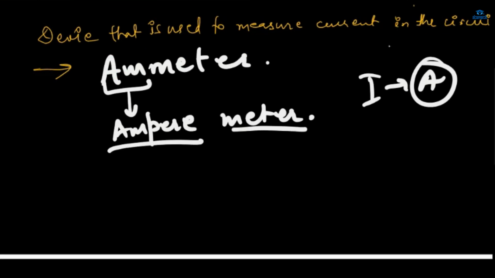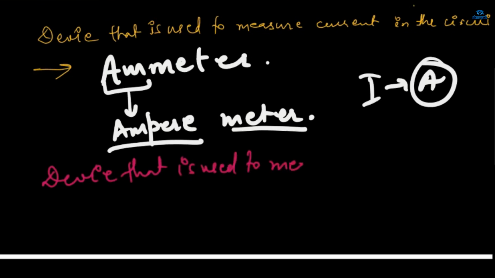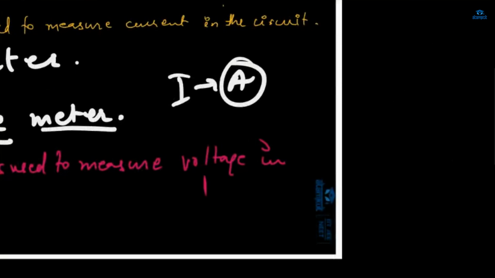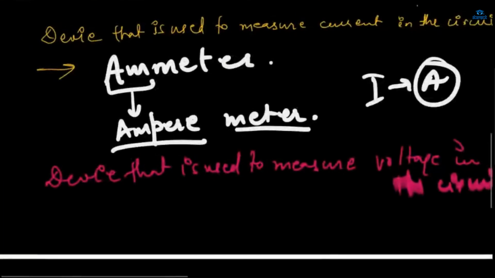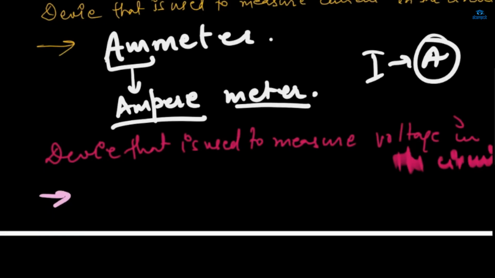Ammeter measures current in the circuit. Now, which device is used to measure voltage in the circuit? Safia, do you know? Voltmeter? No, no, it's voltmeter. Yes, yes.